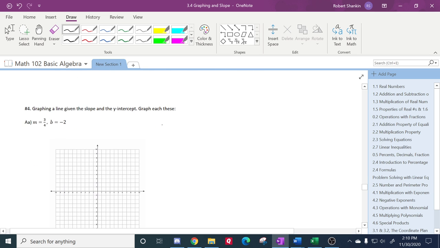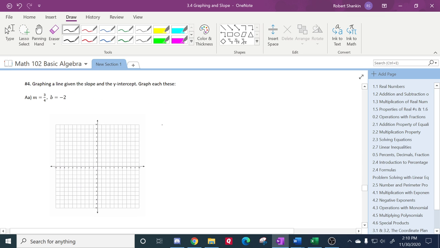All right. Graphing a line given the slope and the y-intercept. Graph each of these. Now, the common letter that's given for the y-intercept is B. This is the y-coordinate of the y-intercept. M is the common letter for slope. B is the common letter for the y-coordinate of the y-intercept.